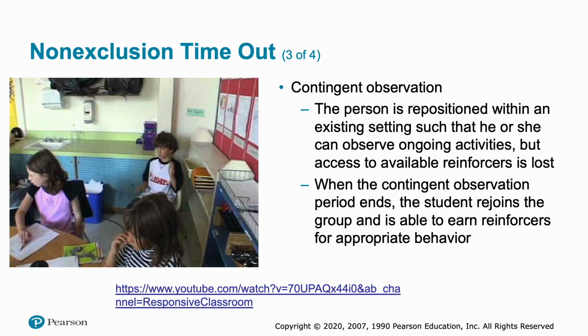And if it's going to function as a negative punishment procedure, then we should be seeing the behavior go down in frequency. If the behavior is not going down in frequency, then you are not implementing a timeout procedure successfully. Okay, so just keep those things in mind.